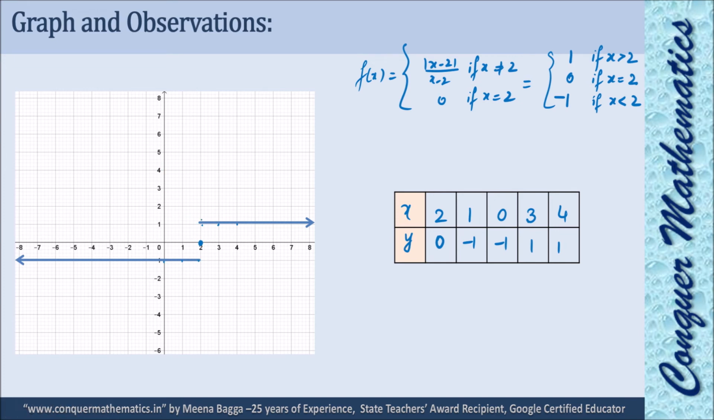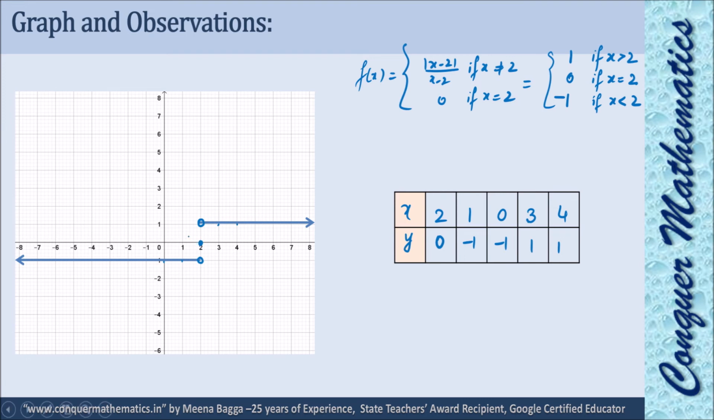That means at these 2 points, these will be empty circles. That means at 2 it is not 1. At 2 it is not -1. At 2 it is 0. These 3 circles are just to show what the value is at 2. At 2 it is 0, not 1, not -1. Okay. That means the graph is shifted. The same look of the graph is shifted to this point too.